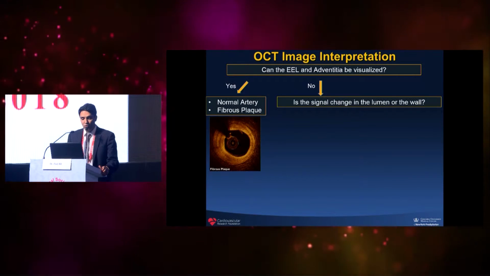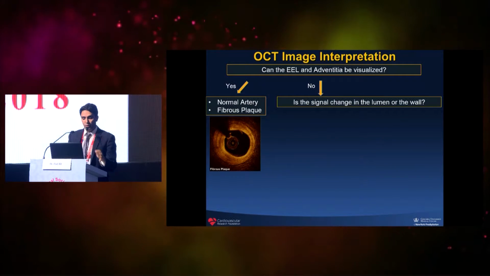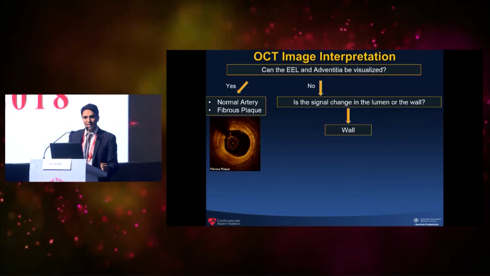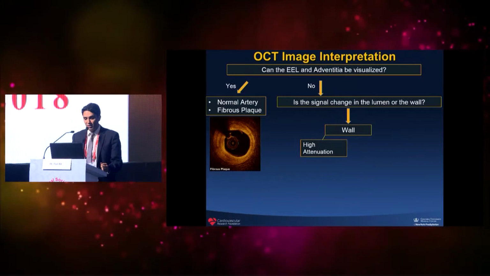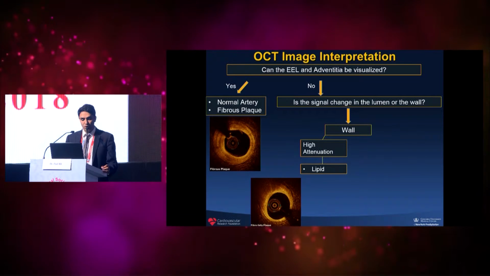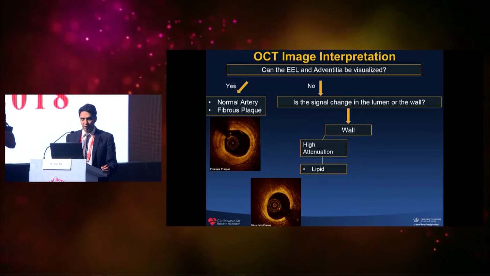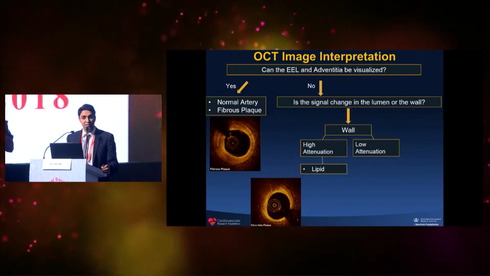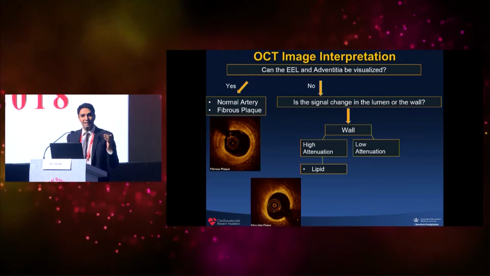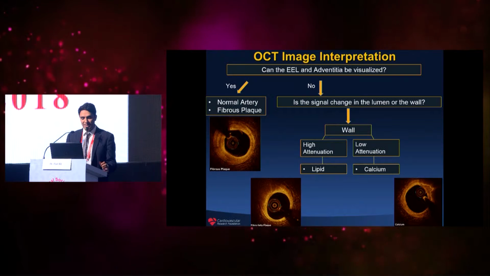In situations where there is a signal change in the lumen or wall, that is an abnormal artery. In that situation, if the signal changes in the wall and it's high attenuation, meaning that the light is absorbed within the lesion, this is lipid. However, when you have a signal that's low attenuation, meaning that the light hits a substance and then refracts, but you are still able to see behind it, this is calcium.